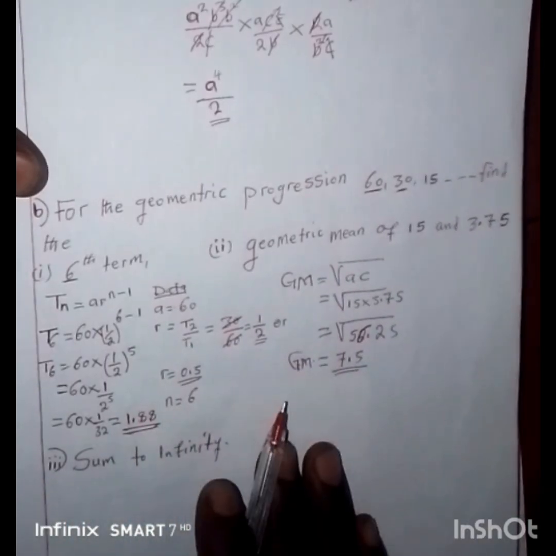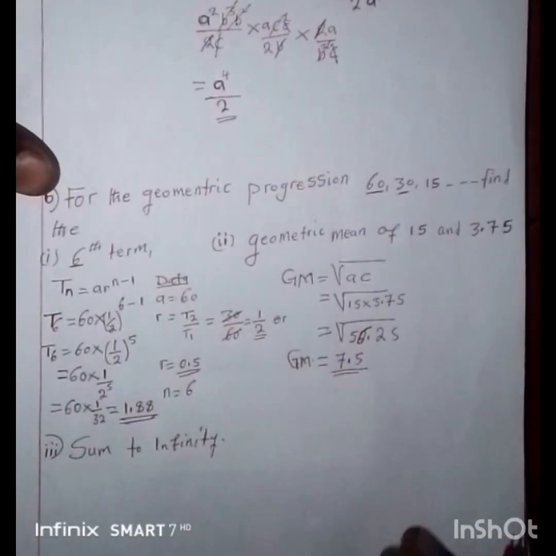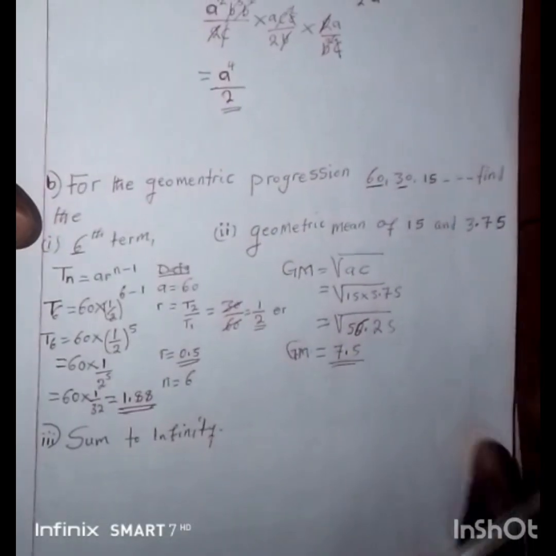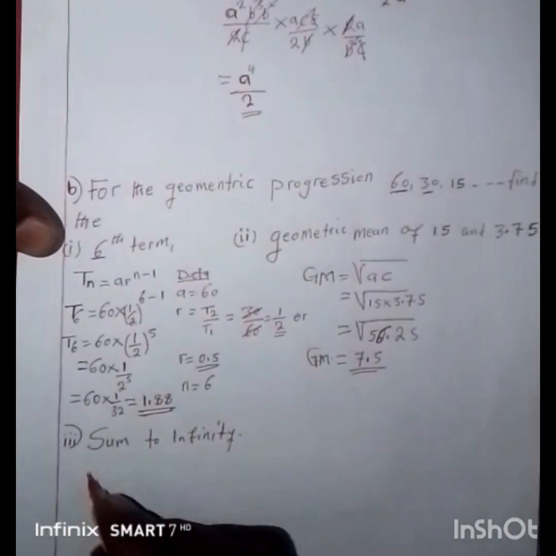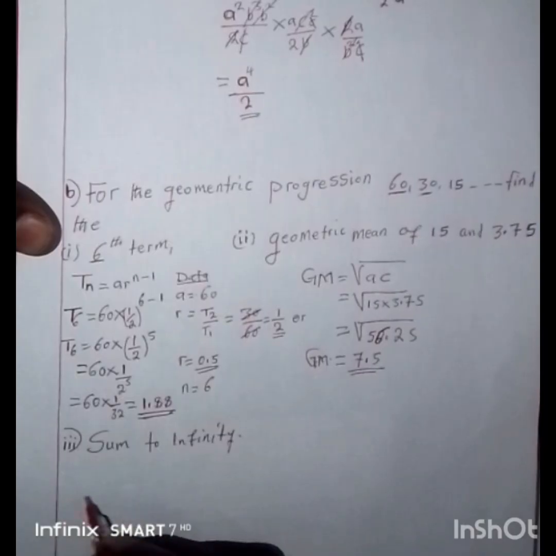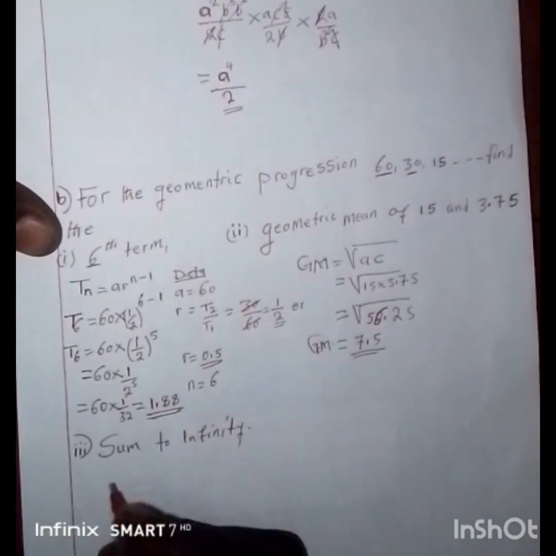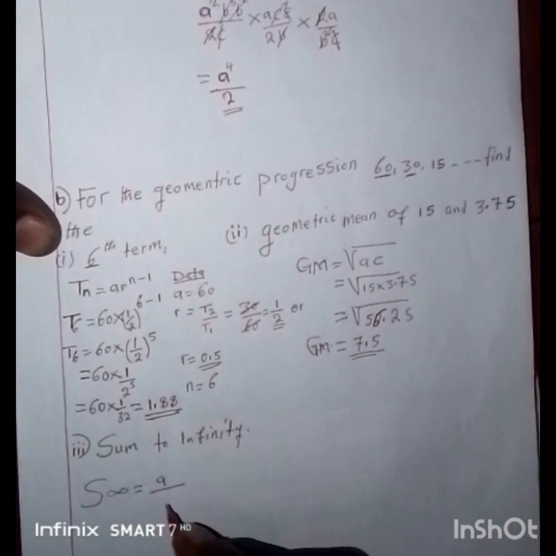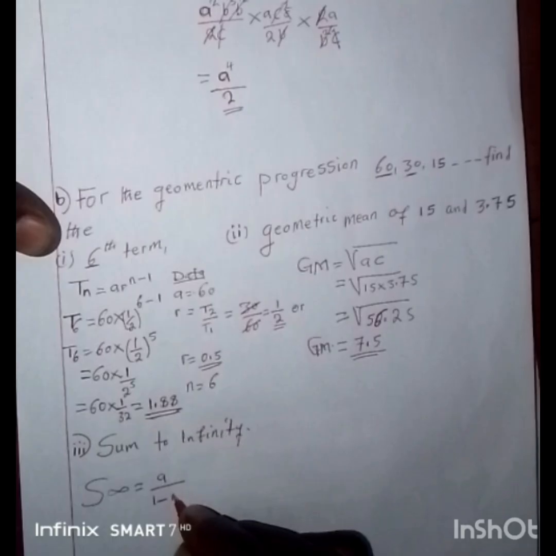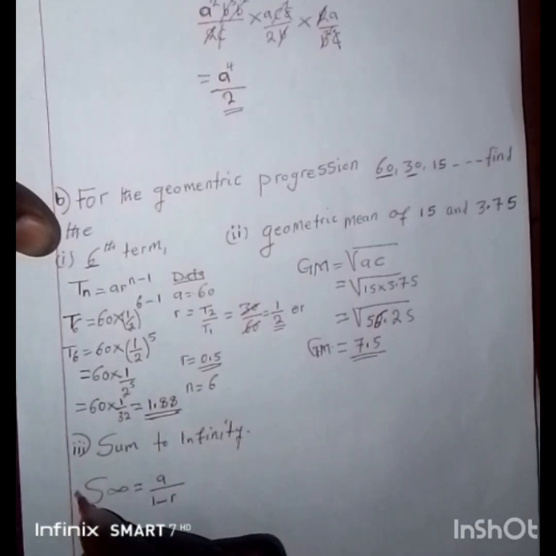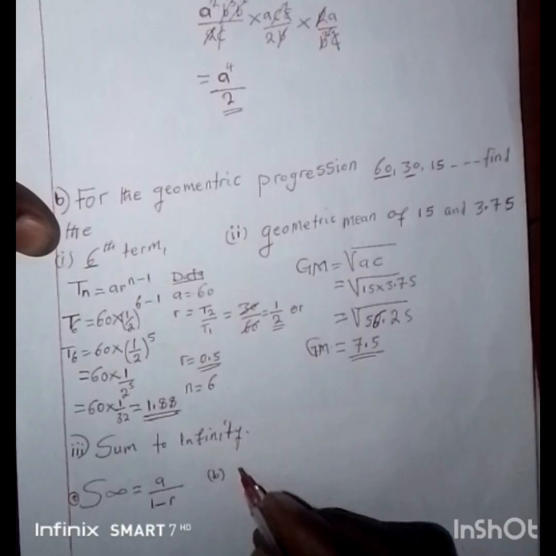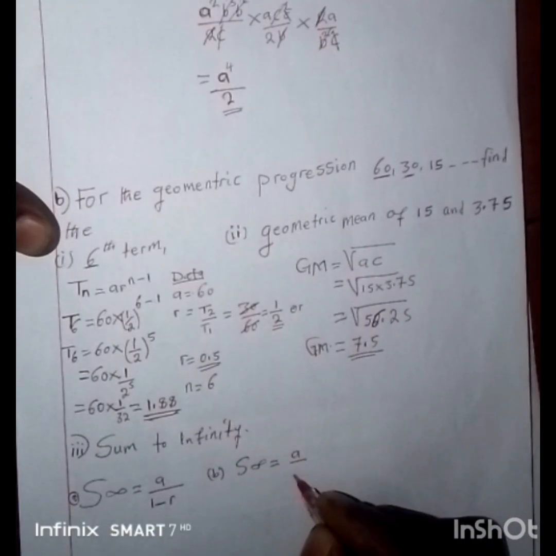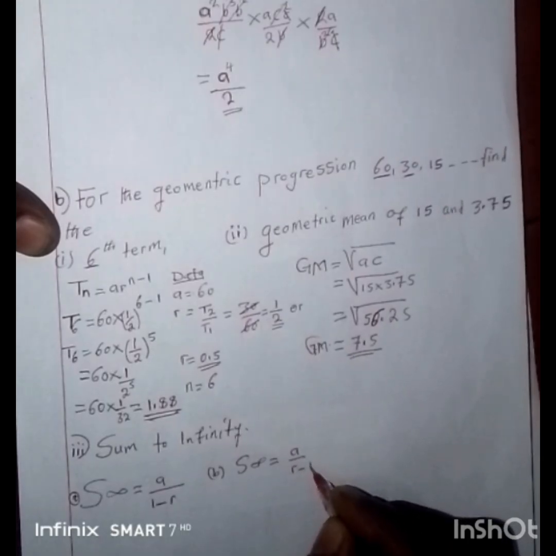Question number 3, it's here, which reads, find the sum to infinity. Now on sum to infinity, we have got two formulas. So I'll give you those two formulas and when you can use them. Sum to infinity is equal to first term over 1 minus common ratio. So this is formula number 1. Formula number 2 is the sum to infinity equal to a, the first term, over common ratio minus 1.